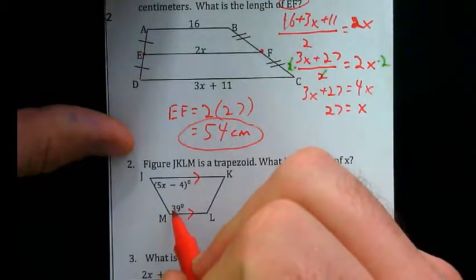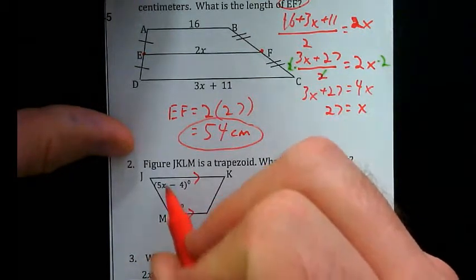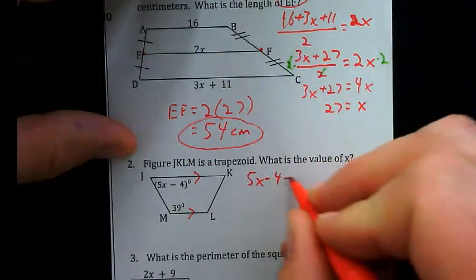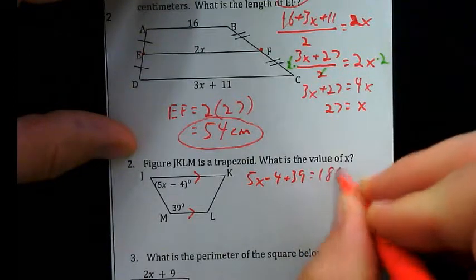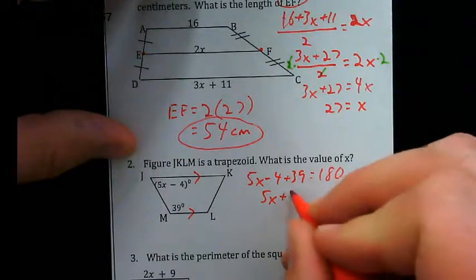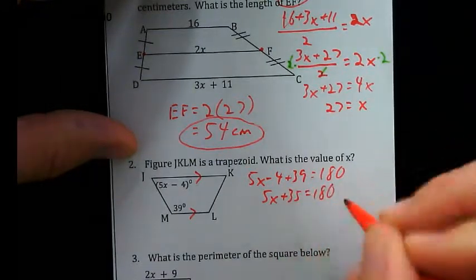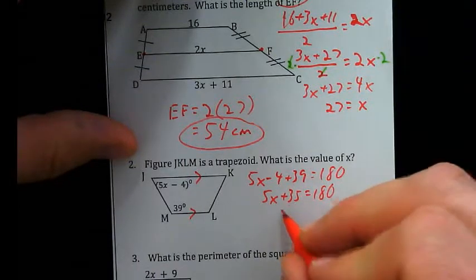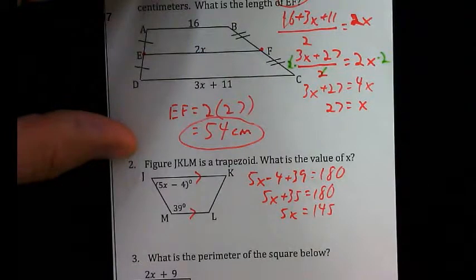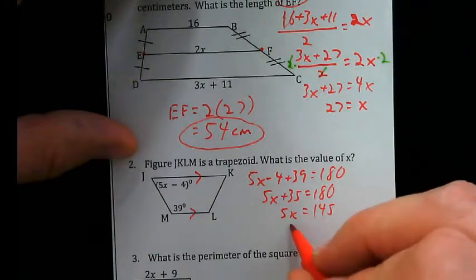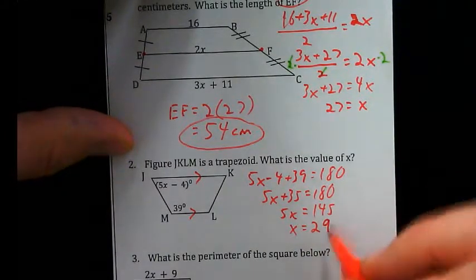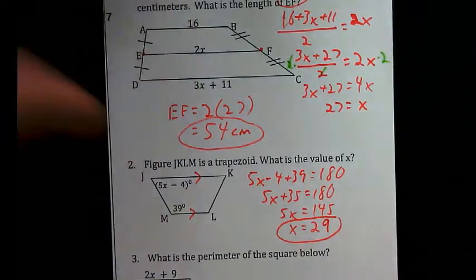So this one and this one, these are same side interior or consecutive interior, so they have to add up to 180. So 5x minus 4 plus 39 equals 180. Negative 4 and 39 gives us positive 35. Subtract off the 35. And that leaves us with 145. And then 145 divided by 5 gives us 29. And that's what they want us to solve for, was x. So that's the final answer.